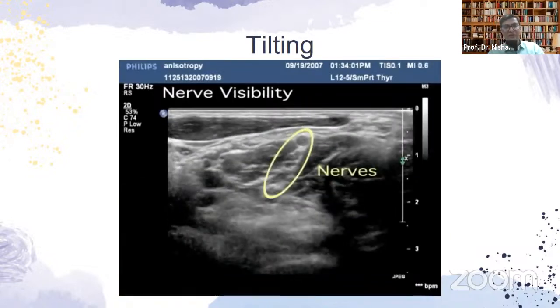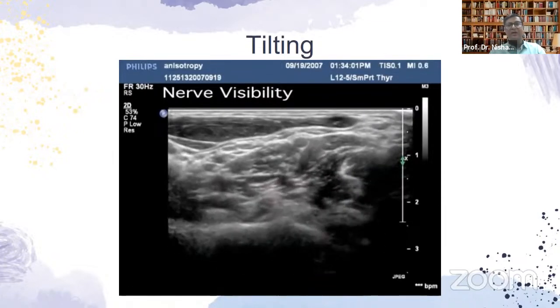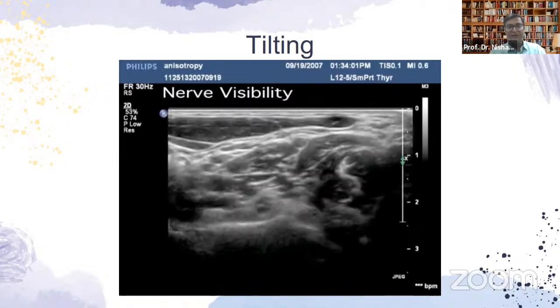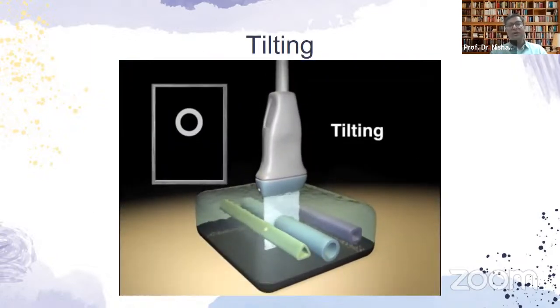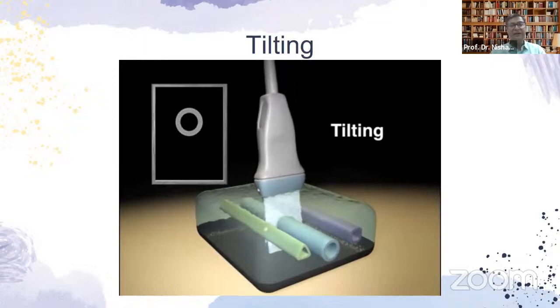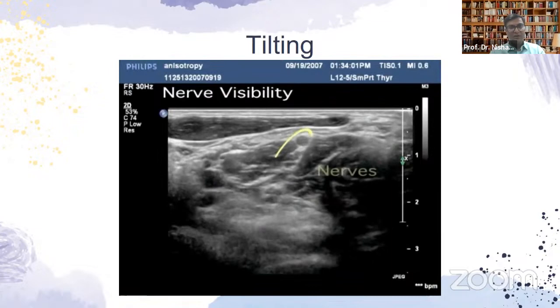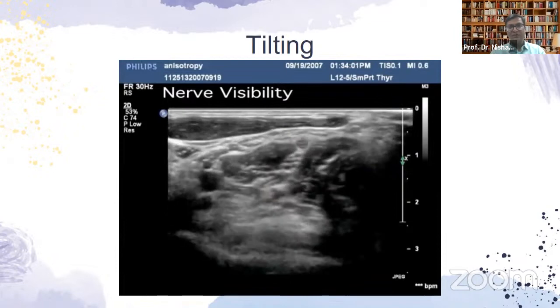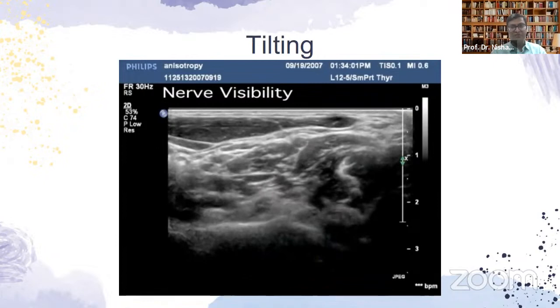So it is good for nerve visibility. If you see, just by tilting the probe anteriorly or posteriorly, we get a better image of the nerve. I'll just play this video again. So rocking is side-to-side movement and tilting is in the other plane. This is tilting. Now, if you see this, these are the nerves, nerve visibility. As we tilt the probe, the visibility improves or worsens.